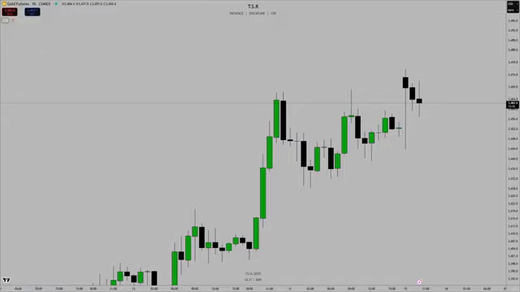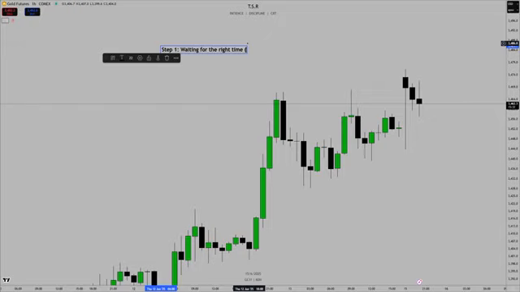So step number one, we're actually going to type this out. We'll do it right over here. Step one being waiting for the right time. Okay, when is the right time of day to be looking for trades? After 9 a.m. All right, so waiting for that 9 o'clock hour. Most importantly, why are we waiting for that 9 o'clock hour?